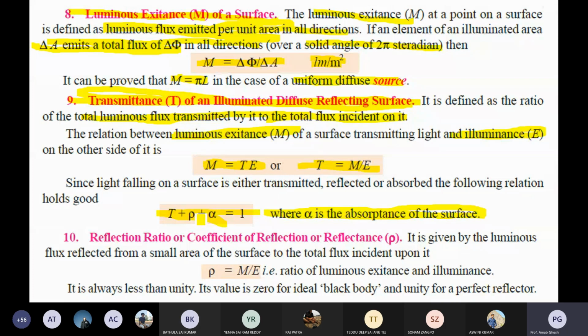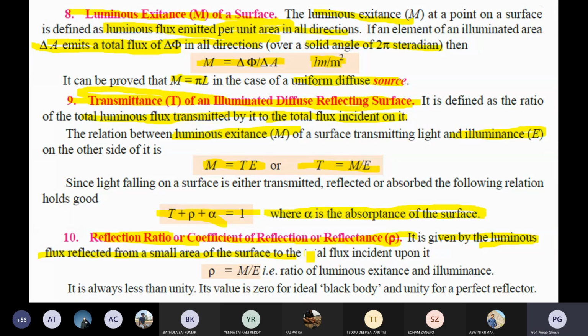Illumination, it is E. The unit is lumen per meter square, or it is also known as lux. Then luminance or brightness: it is candela per meter square, symbol L or B. Luminance is L and brightness is B. Luminous emittance, the symbol is M, lumen per meter square. These all are the most important quantities and symbols.